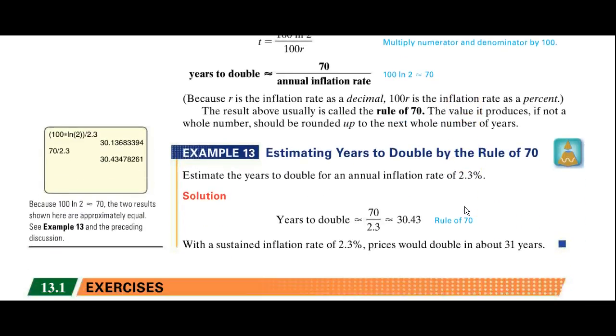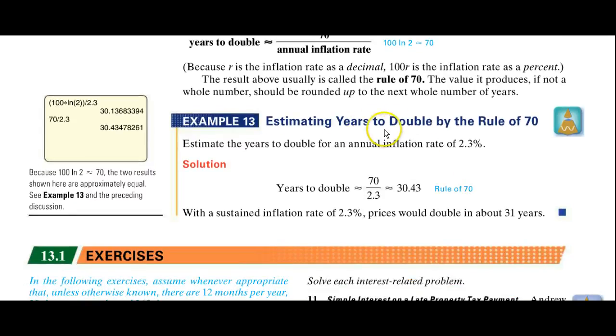So let's look at an example. Estimate the years to double by the rule of 70. Estimate the years to double for an annual inflation rate of 2.3%. Well, years to double is 70 divided by 2.3. So for any of these, depending upon what your inflation rate is, you would take your inflation rate, divide it into 70, and that would give you the number of years to double.